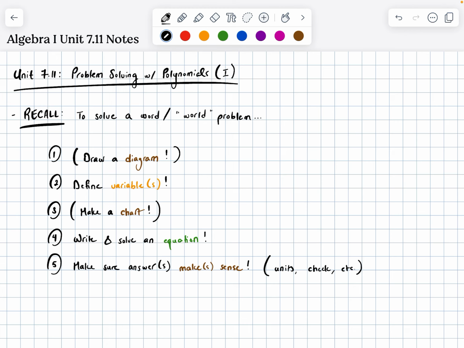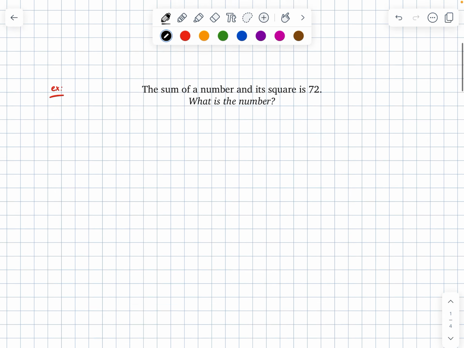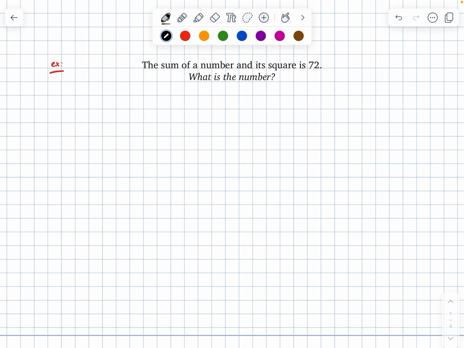Cool! With that idea in mind, we've been letting our algebraic representation muscles atrophy a little bit over the past couple of units. Let's see if we can work them out a bit with a problem like this guy. The sum of a number and its square is 72. I want to know what my number is. Now I'll give you a hint.